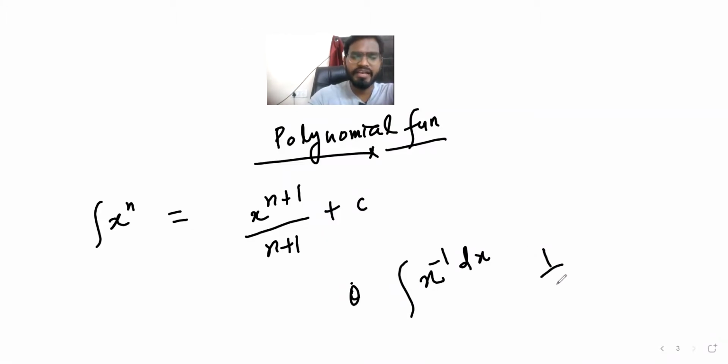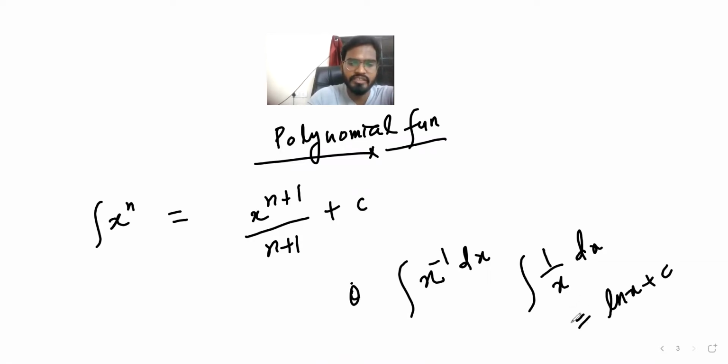It is ultimately written as 1 by x dx. Okay, so the integration of 1 by x dx we had done. The differentiation of ln x is 1 by x, so the integration of 1 by x is ln x plus c. That is what the integration is. So in this way we can do it.